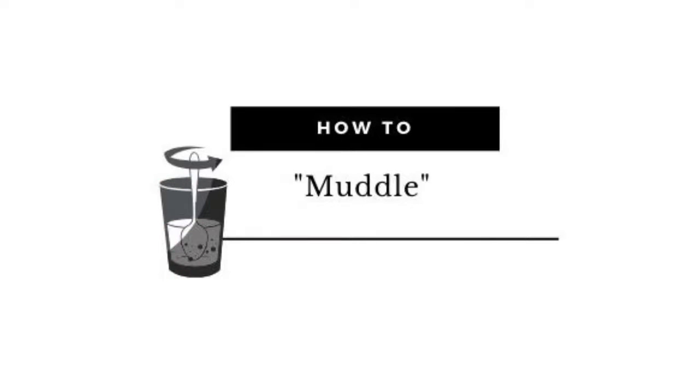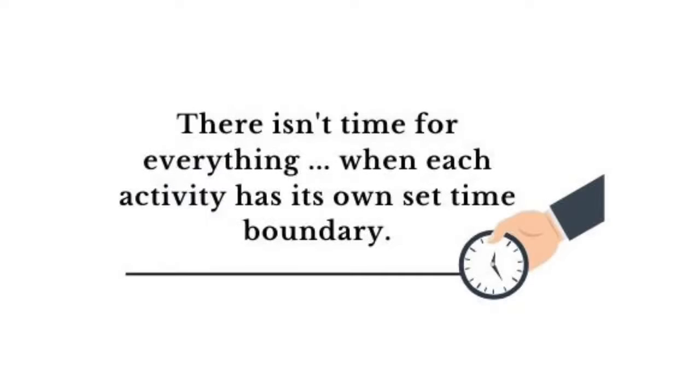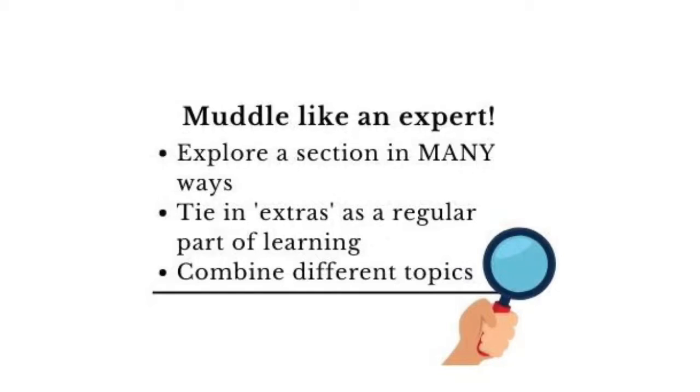So first thing you need to do is learn how to muddle. And I don't mean cocktails or mocktails. I mean how to mix different parts of the lesson together. Let's face it, there just isn't time for everything, especially when every activity has its own set time boundary. So for example, we're going to spend 5 minutes on ear training, 5 minutes on technique, and so on. Instead, you're going to learn how to muddle like an expert.